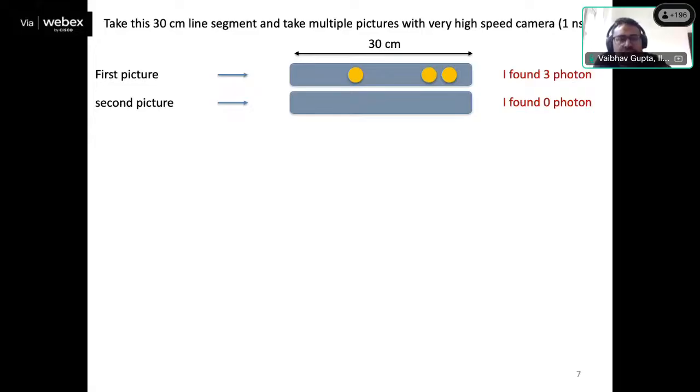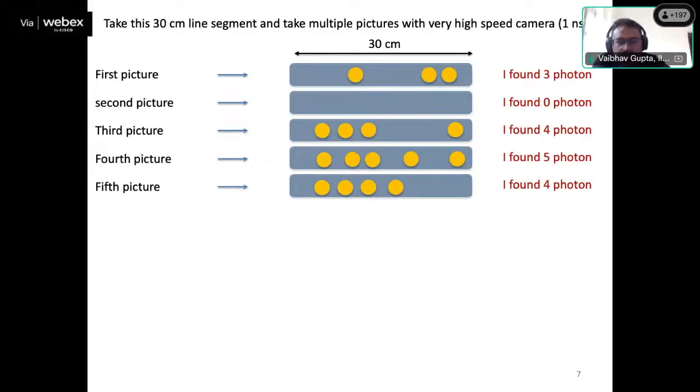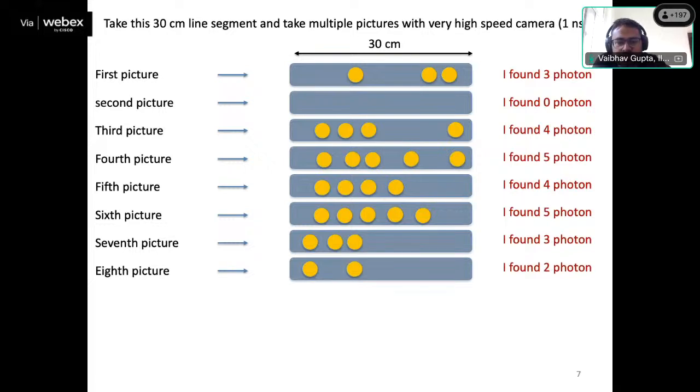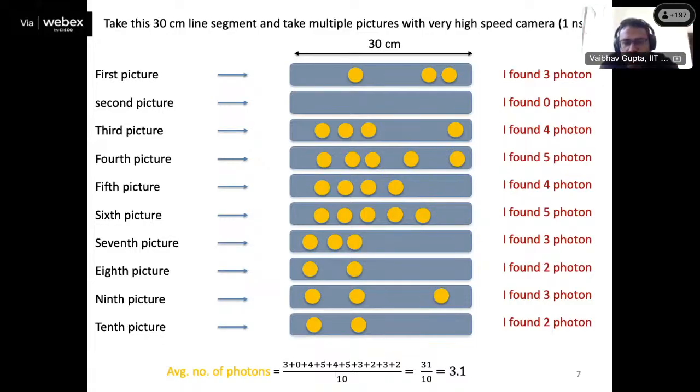Then again I took a second picture. I did not find anything. Then I took the third image. I found 4 photons. And then I kept taking. So I found 5 photons, then 4 photons, then 5, then 3, then 2, and then again 3. And then the last picture, I took 10 images. So in the 10th one, I found again 2 photons. So if you take the sum of this, 3 plus 0 plus 4 plus 5, all that, divide by 10, you will find out 3.1. So remember, when we are saying we have 3.1 photons, they are average number of photons.